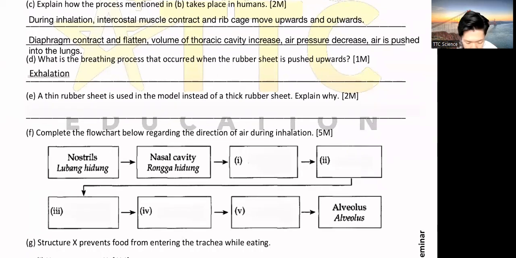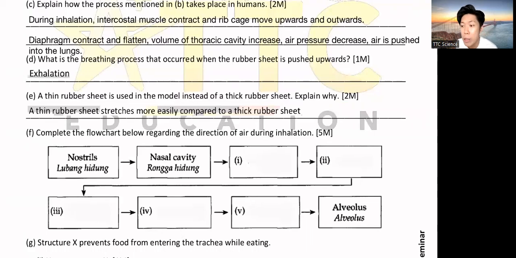Okay, easy. A thin rubber sheet is used in the model instead of a thick rubber sheet. Why? Very simple. Because a thinner rubber sheet can stretch easily. It stretches better than the thicker one. So we just have to explain that it is easier to be stretched. Make sure you talk about the other side. Compared to, there's 2 marks also. Easier to be stretched compared to a thick rubber sheet.